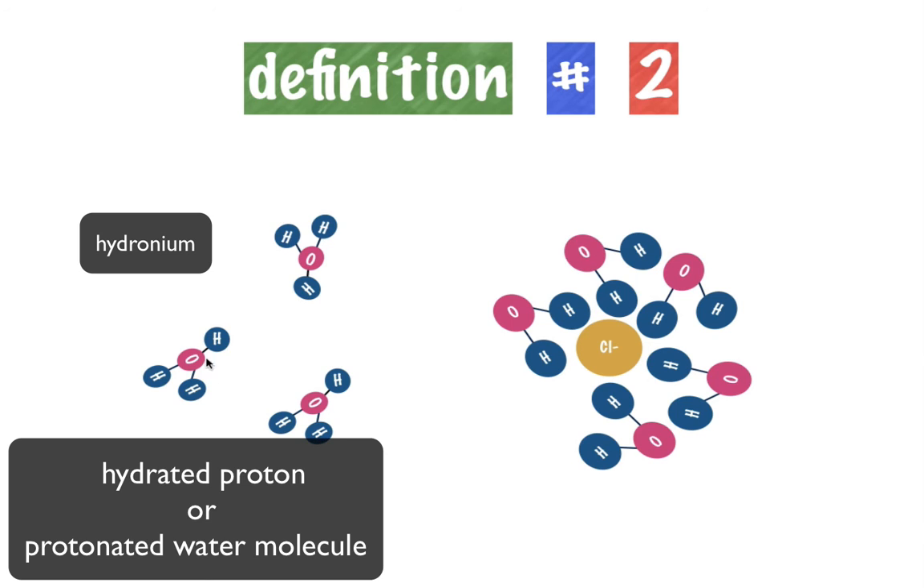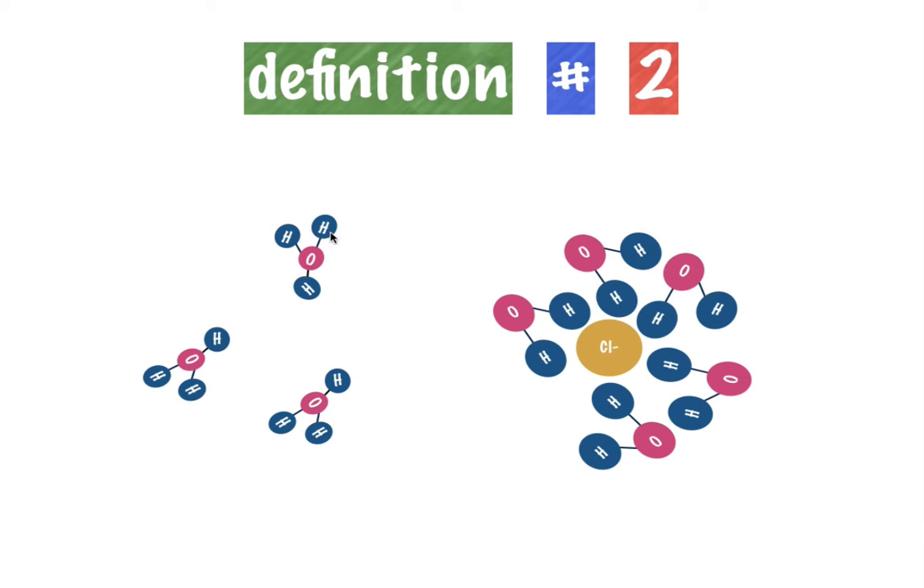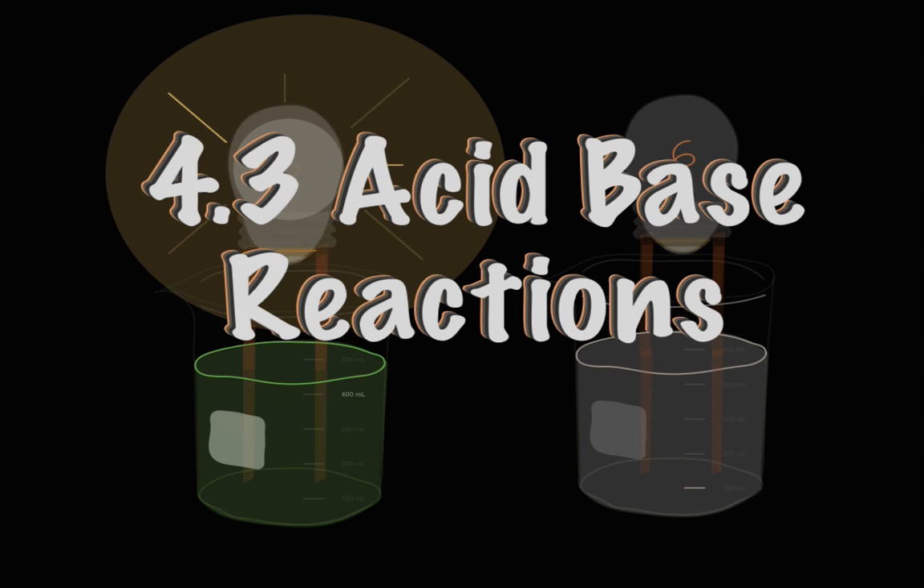In this case, water becomes our Bronsted base because this water molecule is accepting the hydrogen ion. So it is a base. And hydrochloric acid is our donor, which is our acid, our Bronsted acid. Okay, well that does it for a look at acid-base reactions. Good luck in your study.